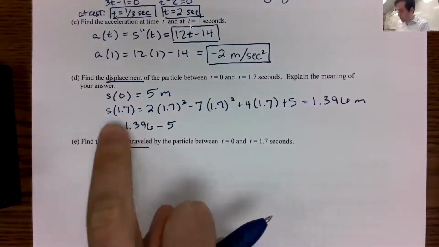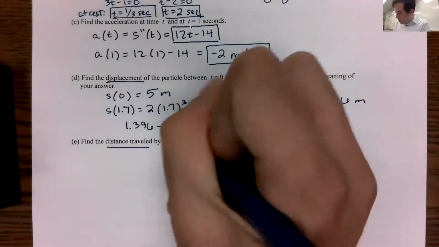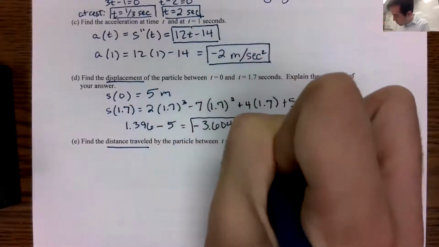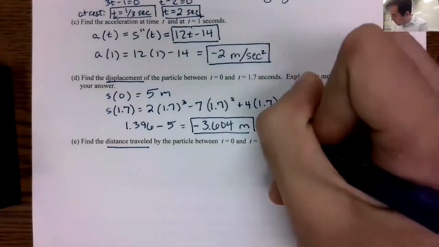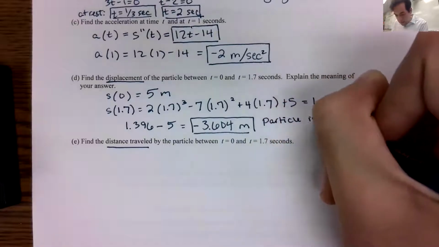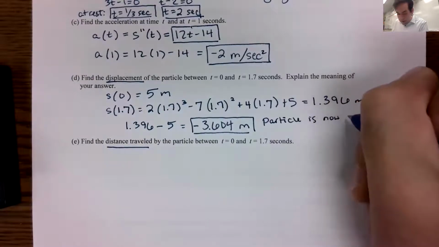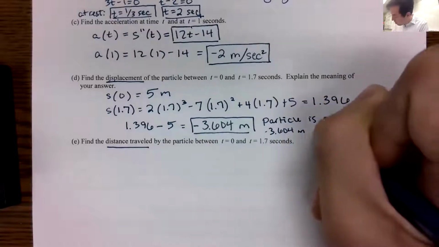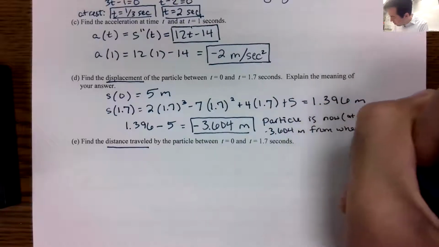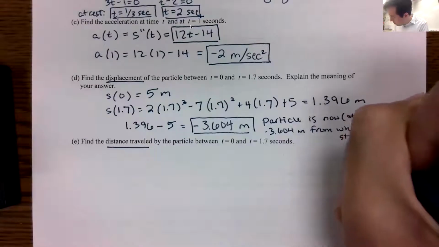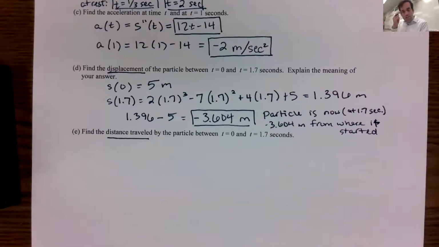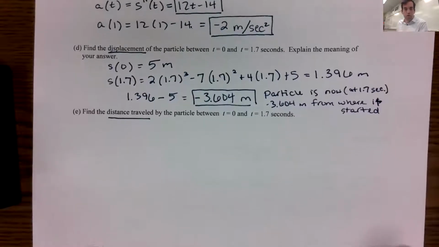Sorry, I guess I did that the other way around. We start with the new position and we subtract the original, and we're going to end up with negative 3.604 meters. So our displacement is telling us that the particle, now being at 1.7 seconds, is negative 3.604 meters from where it started.